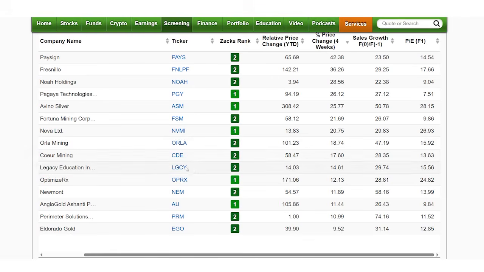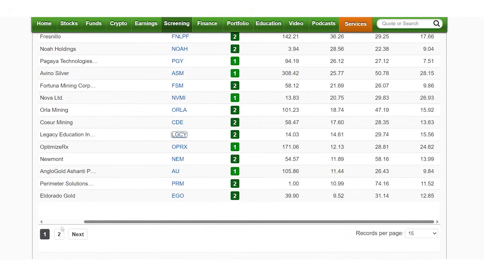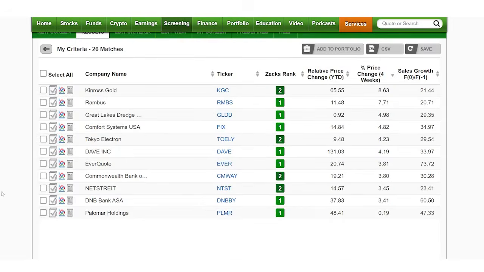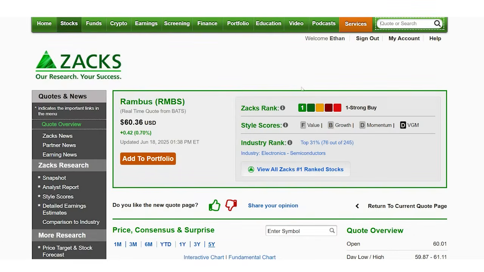Okay, Legacy. This is another one I wrote about yesterday. We can look at it, but you can check out my article and you'll see I wrote about Legacy and Pagaya. I think I used a very similar screen to find this yesterday. Let's see, Rambus. I think that's a semiconductor. See, gold, Tokyo Electron. Okay, this is another financial one. Let's look at Rambus. See what this one has.